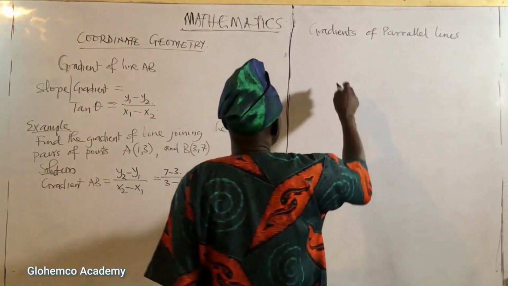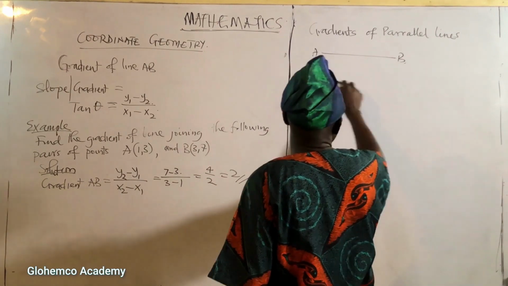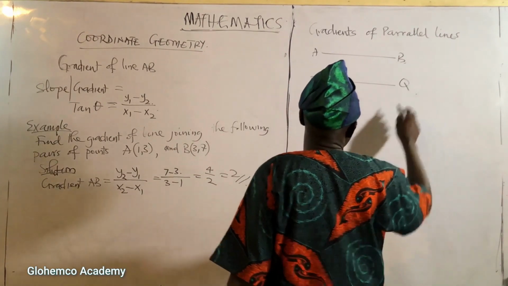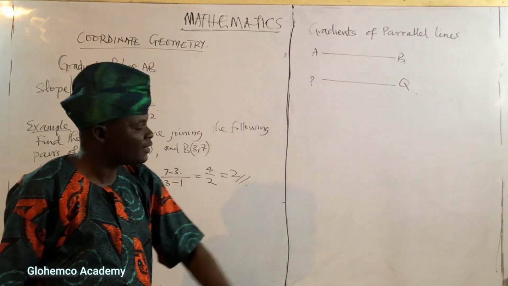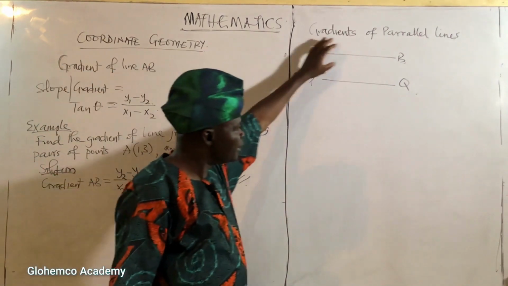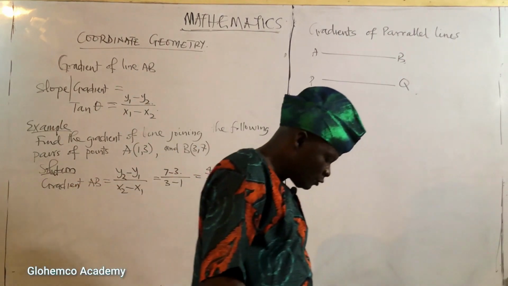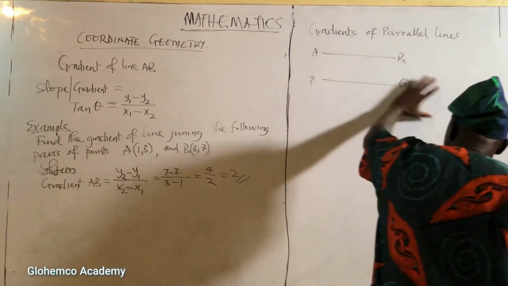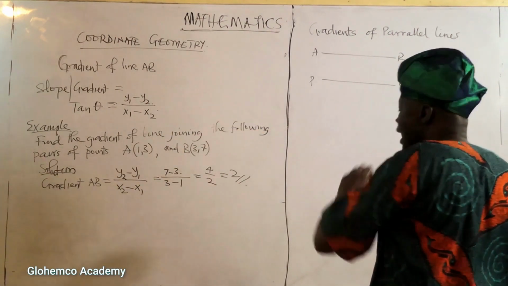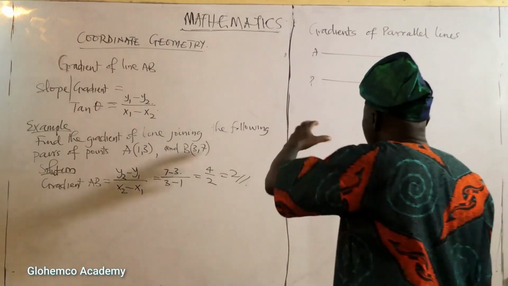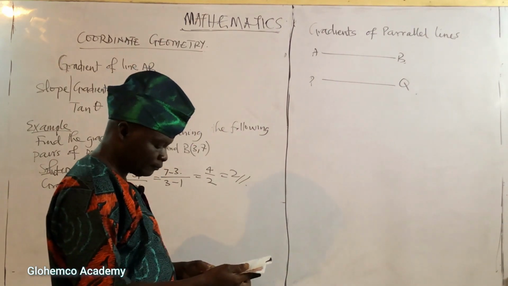For example, this is a line AB, then line PQ. They are two parallel lines. We have the first one AB, the second one PQ. What are we saying here? We are saying that the gradients can be equal if the two lines are parallel. If the two lines are parallel, then their gradients will be equal to each other.